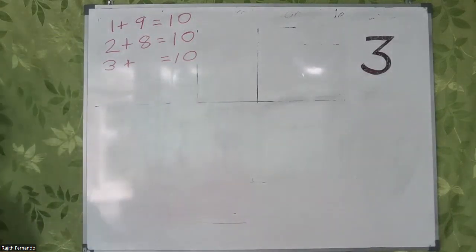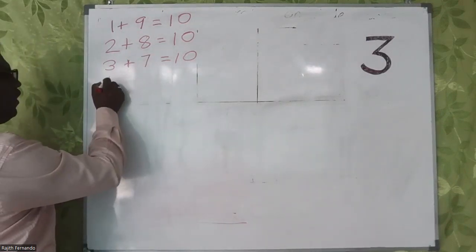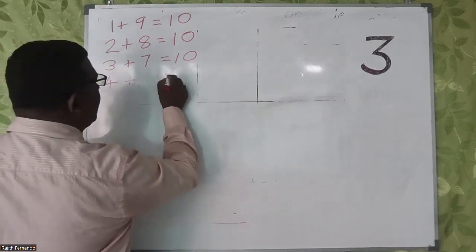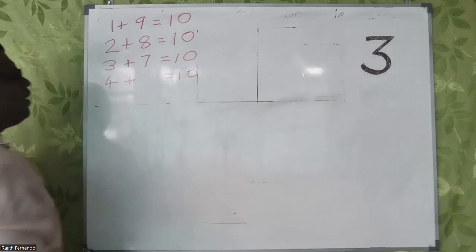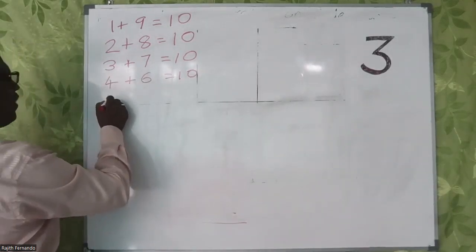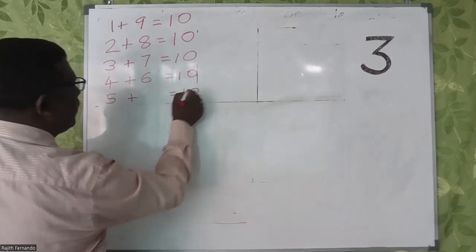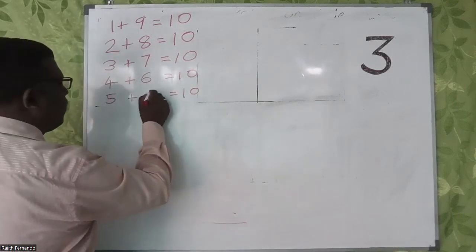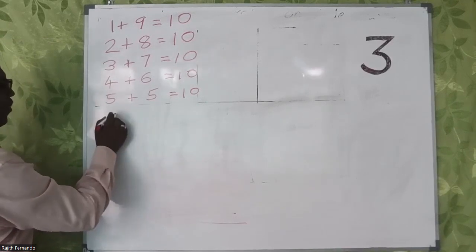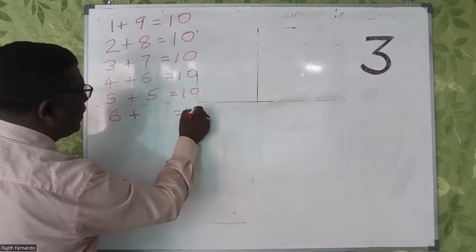Anyone? Yes, 7. Then what value should I add to 4 to get the answer 10? Yes, that is 6. And what value should I add to 5 to get the answer 10? That is 5. And what value should I add to 6 to get the answer 10?